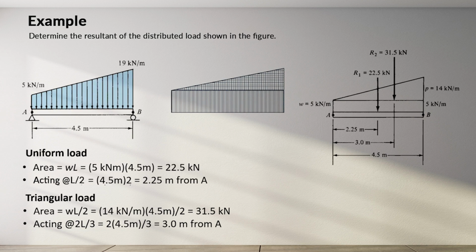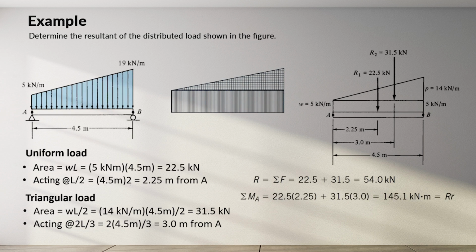To find the total resultant, the equation is the summation of the two resultants, 22.5 plus 31.5, equals 54 kilonewtons. If we want to find the location of the final resultant, which is R bar, we use our previous equation. The summation of moment A, which is 22.5 times 2.25 plus 31.5 times 3, equals the total moment of 145.1 kilonewton meters, which yields R bar.